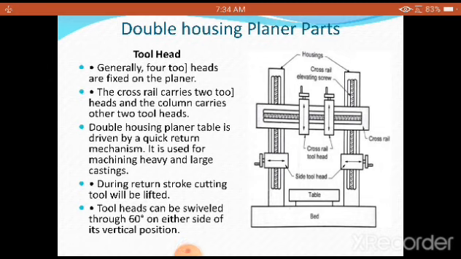Double housing planer table is driven by a quick return mechanism. It is used for machining heavy and large castings. That we know about that. During return stroke, the cutting tool will be lifted. The tool heads can be swiveled through 60 degrees on either side of the vertical position. So one more advantage is there here.